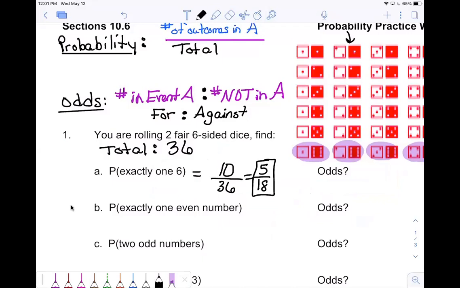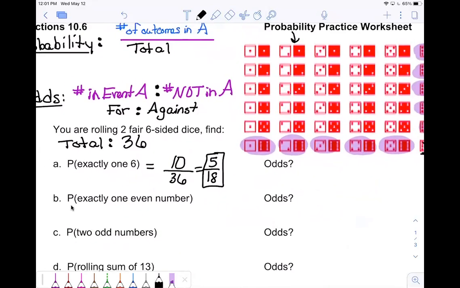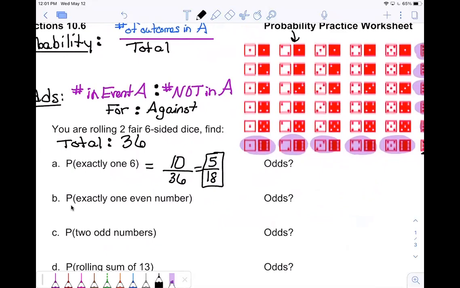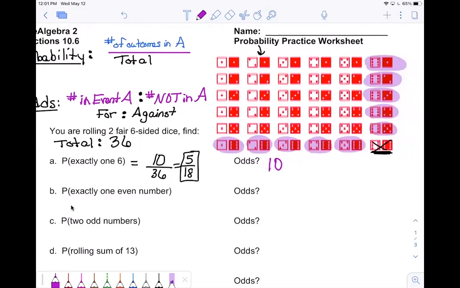All right, now we're going to talk about odds. So odds is for versus against, or the number in A versus the number not in A. So 10 of the pairs had exactly 1 six. All of the rest did not. So Morgan, if 10 of the pairs contained 1 six, how many pairs didn't have a 6 in them? 26. Yeah, 26, because that's the number left over.